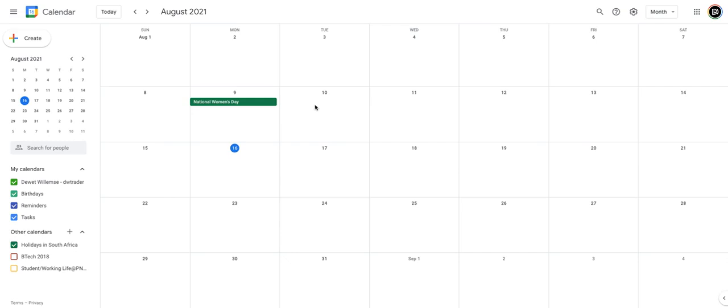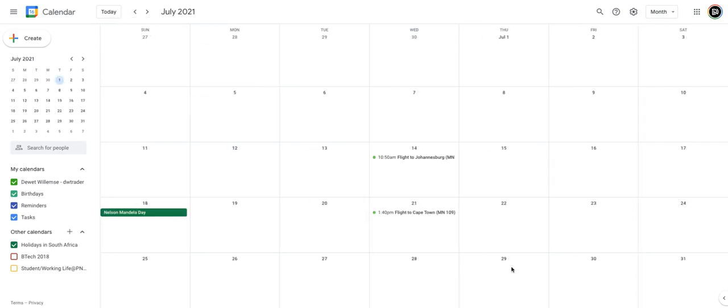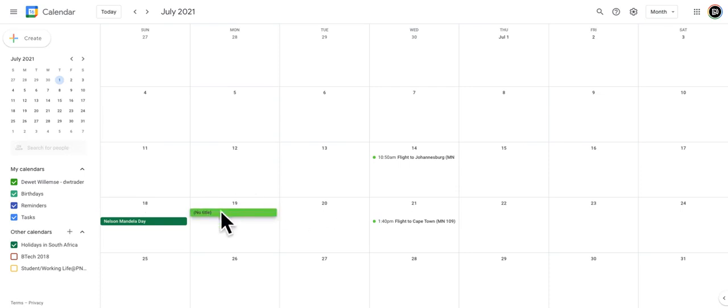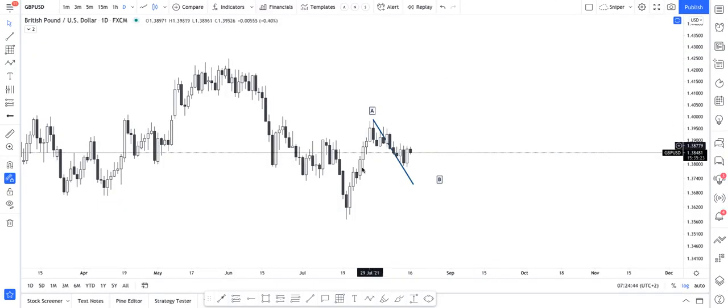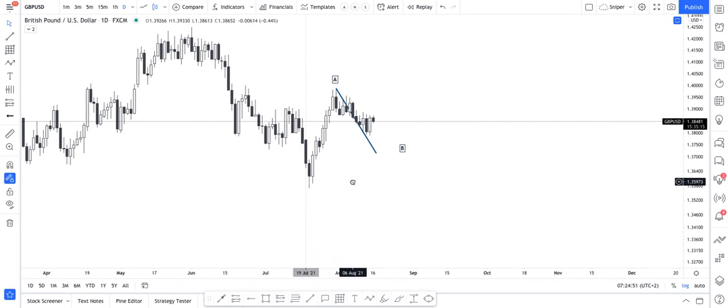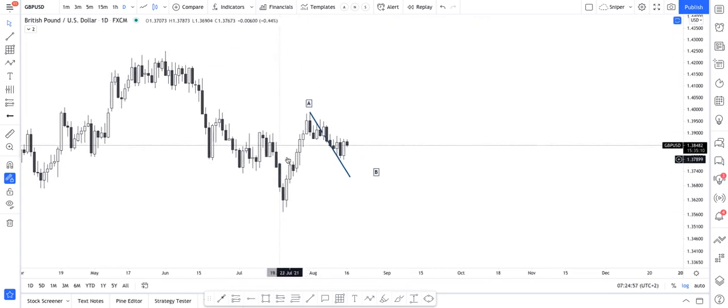1, 2, 3, 4, 5, 6, 7, 8, 9, 10, 11, 12, 13, 14, 15, 16, 17, 18, 19, 20. So the 19th of July is then our date. If we then go back, we look at the 19th of July. Over there, we place our horizontal line, and we just lock that. So this is now the price action that I'm concerned with, the last 20 days of price action.